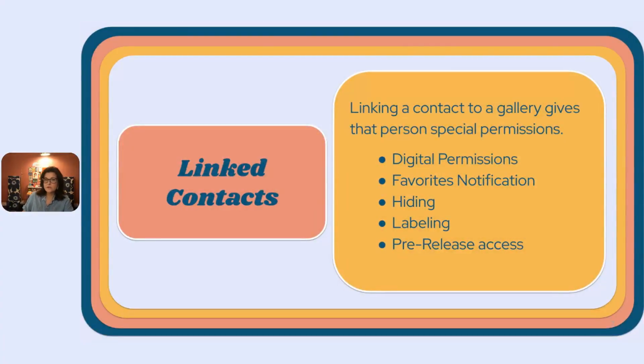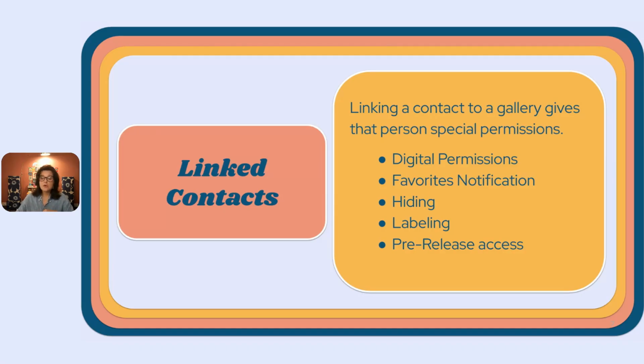Then the other thing that we always want to make sure that people know about is the linked contact. So if you have a gallery where you want one specific person to have special permissions, say, again, we use the wedding example. Maybe you just want the bride to be able to download, but also maybe you're doing family photos and you just want the person who booked the family shoot to be able to download. You could set them as the linked contact. You would set their email address as the linked contact. And then you can give them certain permissions that are attached to that email address.